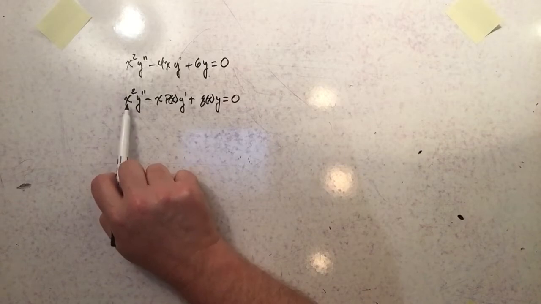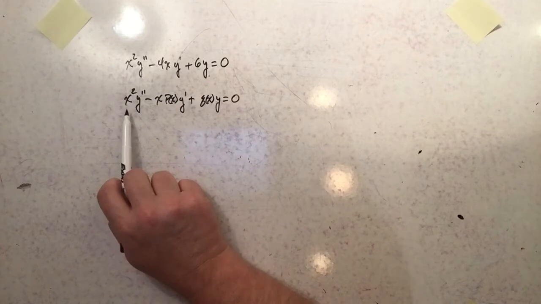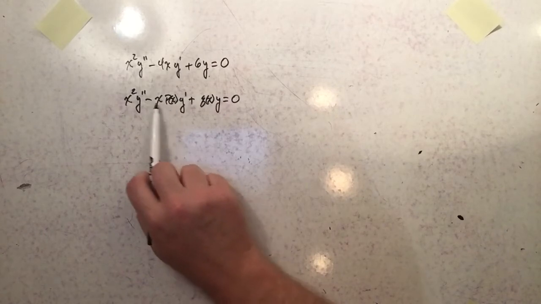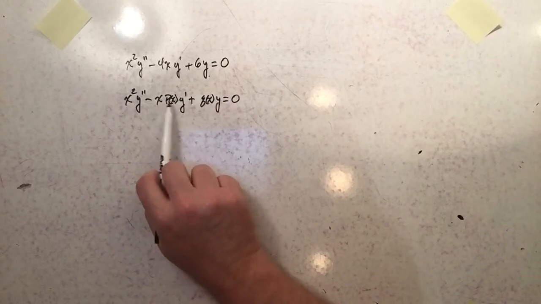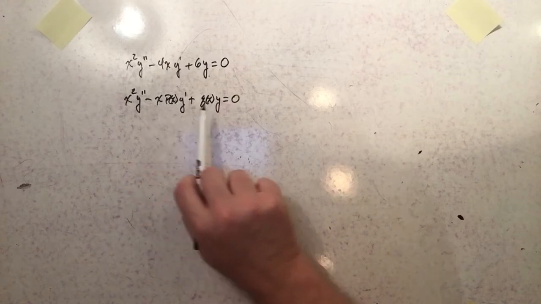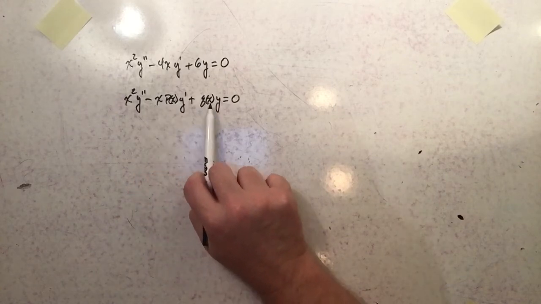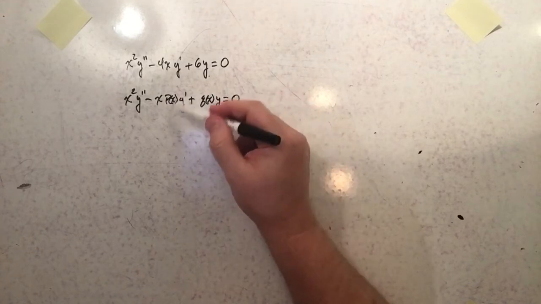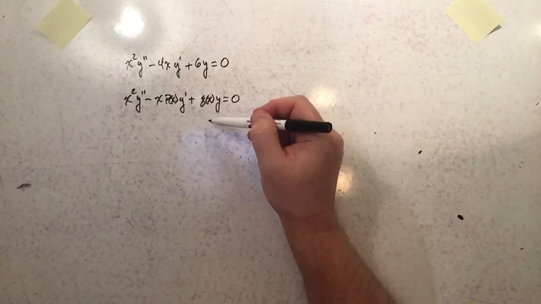Some will just have a coefficient of x, in which case you'll have to multiply through by x, because it must be in this form: x squared y double prime minus, and then whatever function is sitting here, it's always x times p of x. So factor an x out, and what remains is p of x, and whatever is sitting in front of the y is a q of x. Many of these will be rational functions with numerators and denominators in x.